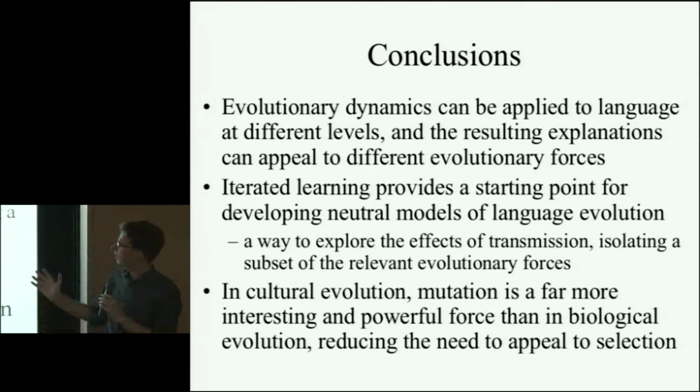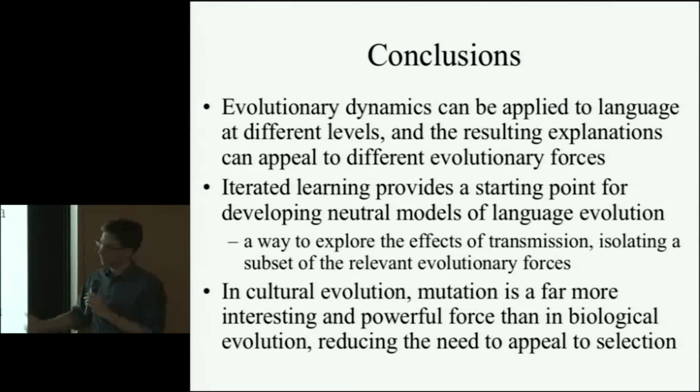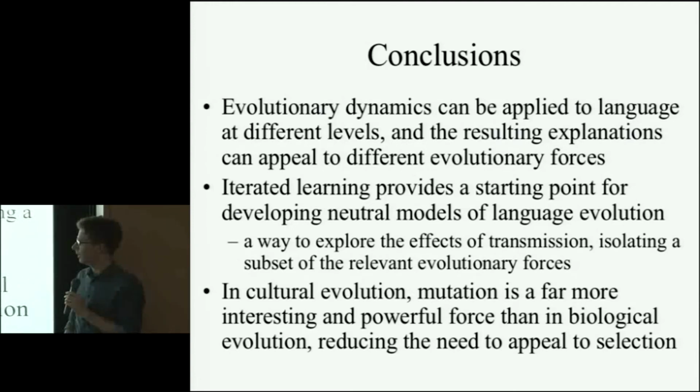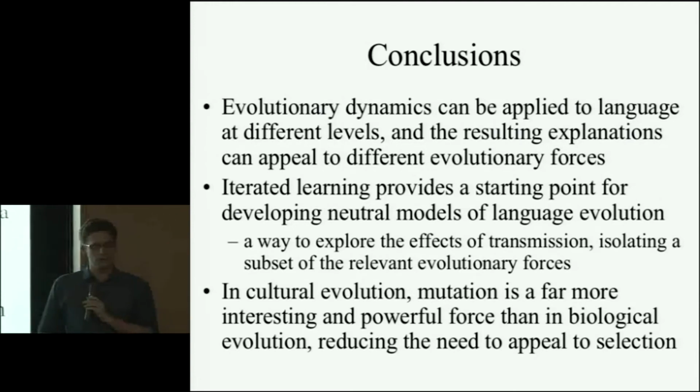So the overall argument here is that there are many different ways that we can think about evolutionary dynamics applying to language, and there are many different evolutionary forces that we can think about applying. But iterative learning gives us a way of starting to develop neutral models of language evolution. That is, models that allow us to look at questions about what kind of evolutionary forces we think are at work in explaining particular kinds of phenomena. In particular, it illustrates that when we're thinking about cultural evolution as opposed to biological evolution, mutation is not a boring process. It's actually a very powerful process, something which has the potential to explain many of the kinds of things that we're interested in accounting for in the structure of languages that we see.